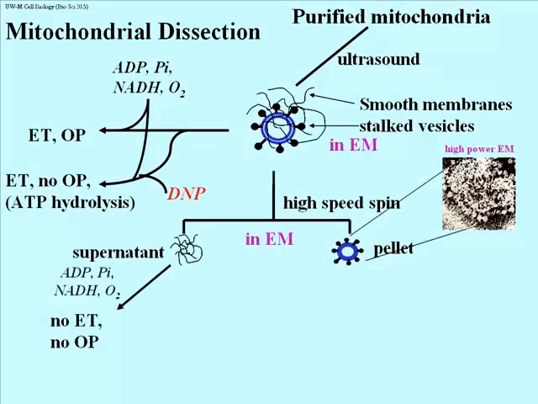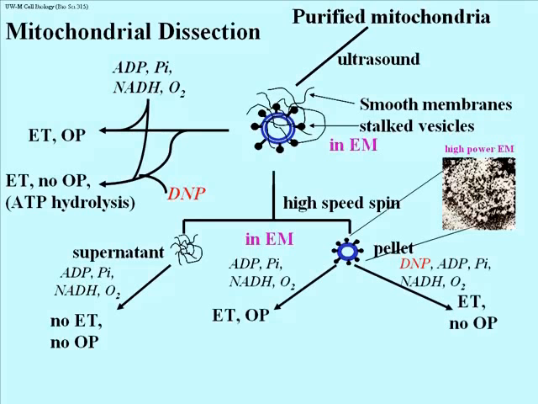The supernatant from the centrifugation, containing mostly loose membrane bits, could not oxidize NADH or make ATP or do any of the things that mitochondria can do or that the original preparation can do. But the isolated stalked particles had all of the properties of intact mitochondria. They could conduct electron transport and oxidative phosphorylation, and upon adding dinitrophenol, these stalked particle isolates would do electron transport, but of course would make no ATP. And if you added ATP to dinitrophenol-treated particles, the ATP would be hydrolyzed.